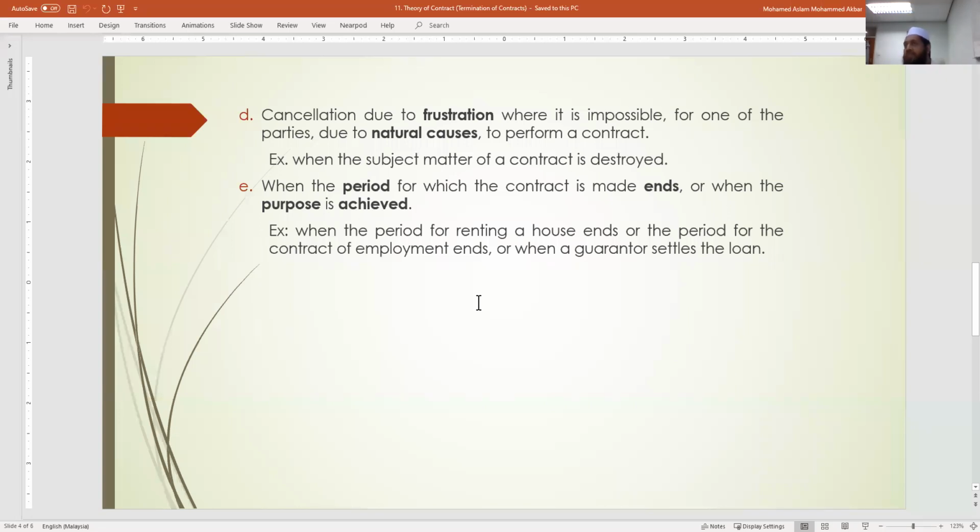The contract can also end when the period for which the contract is made ends, or when the purpose is achieved. When the period for renting a house ends, when the period for the contract of employment ends, when the guarantor settles the loan. So this is the last one that we are talking about.